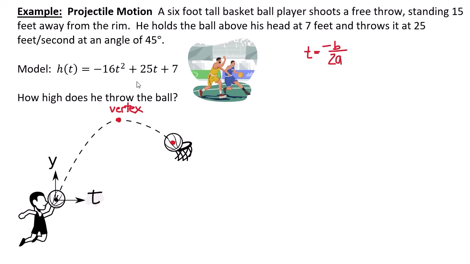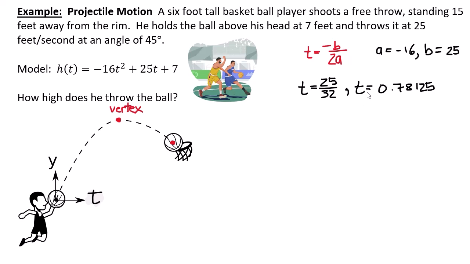For my equation in h of t, I know that a is equal to negative 16 and b is equal to positive 25. So the t component of the vertex is 25 divided by 32, and that means t is going to be 0.78125. And I'm not using approximation symbols here, I'm using equals because this decimal is exactly 25/32.